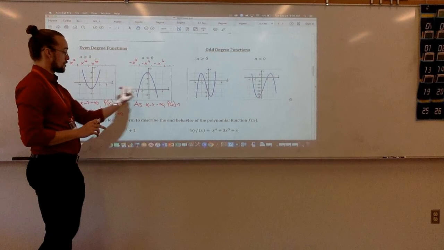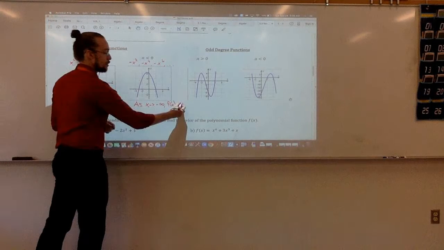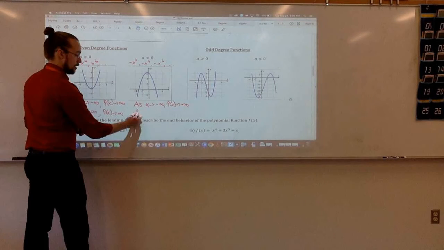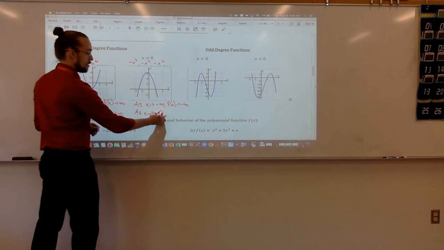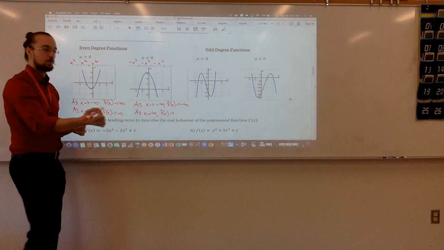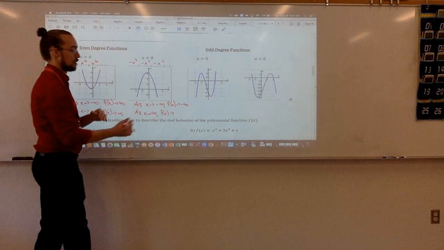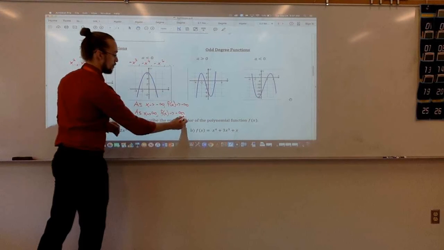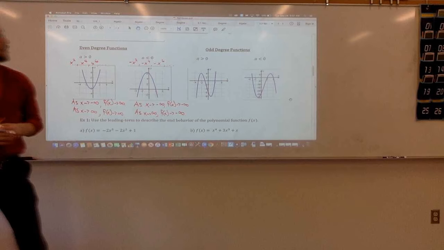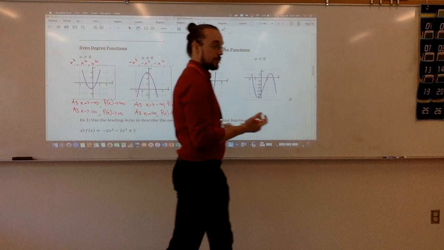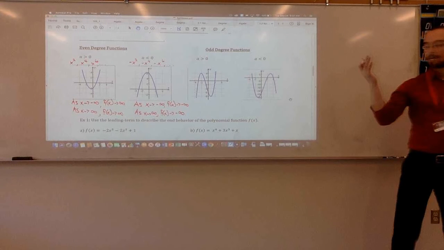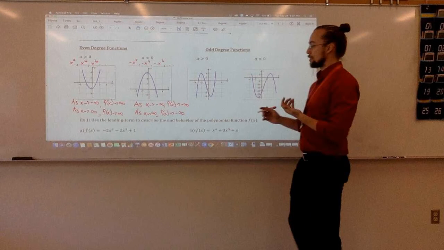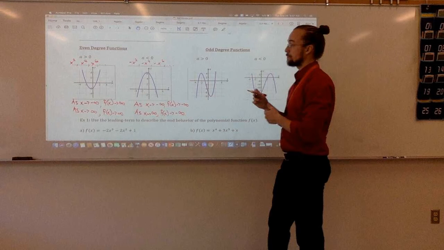Yeah, as x goes to negative infinity, f of x will go to negative infinity. And as x goes to positive infinity, f of x goes to negative infinity. Okay. We're still going down over here. Odd functions, they're odd degree functions. Their end behaviors will go in opposite directions. So here, okay, we're saying our leading coefficient is positive and our leading term has an odd degree.